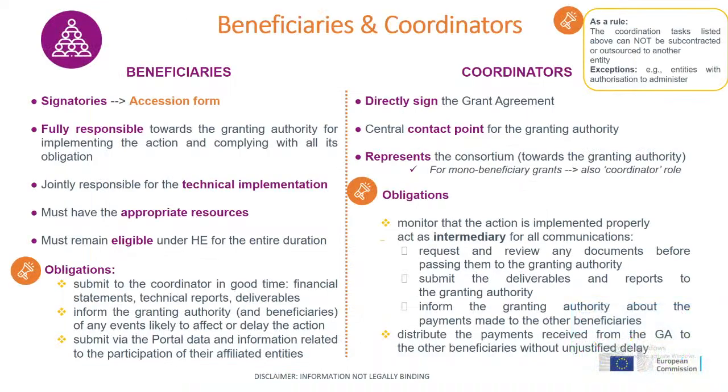Going into a bit more detail, we can start with beneficiaries and coordinators, because they are the main actors of the project, as they are the signatories of the grant agreement. As I said, beneficiaries accede to the grant agreement by signing the accession form. They are together fully responsible for the technical implementation of the action. They have individual responsibility when it comes to financial aspects. As a beneficiary, you must remain eligible to participate and to receive funding for the whole project duration.